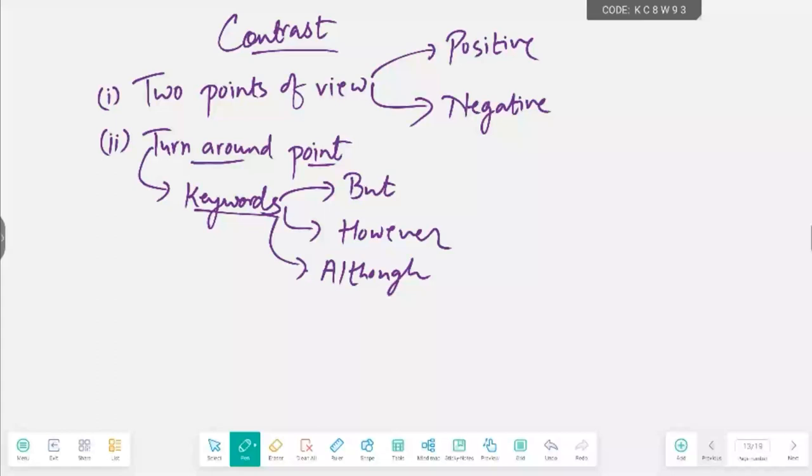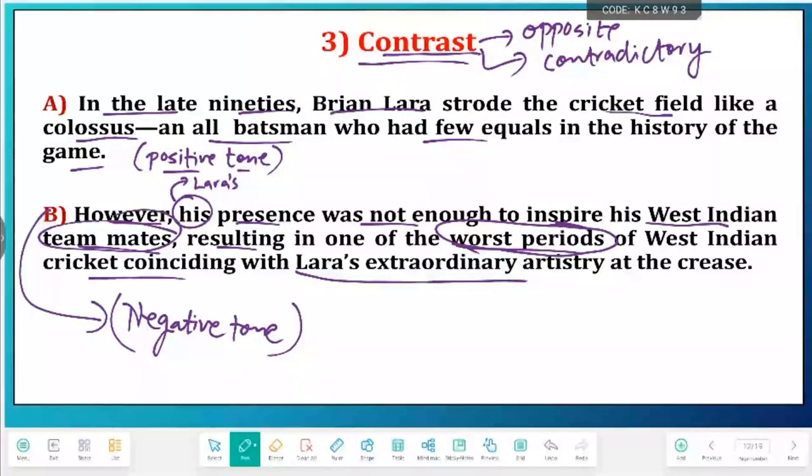Let's go back to our example. You can see over here that in the late 90s, Lara showed the cricket field like a colossus and all batsmen who had few equals in the history of the game. यहाँ पर क्या आया है? यहाँ पर क्या दिखाई दे रहा है आपको? However. तो however क्या दर्शाता है? However दर्शाता है a turn around point. So however is reflecting and telling us that there has to be some turn around point. And turn around point आया तो मतलब वो स्ट्रक्चर कौन सा होगा? That structure will be contrast.